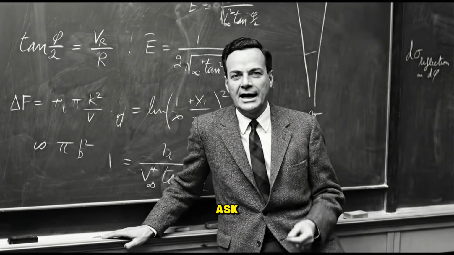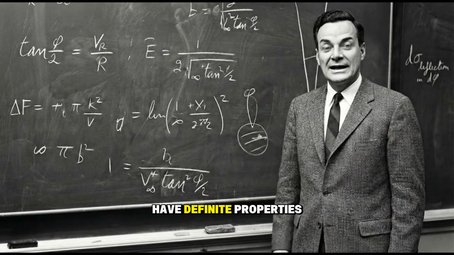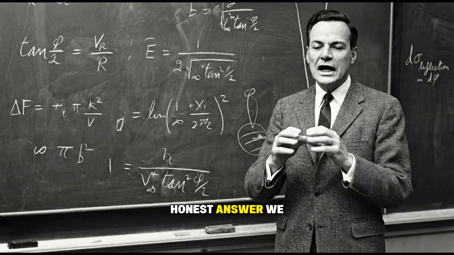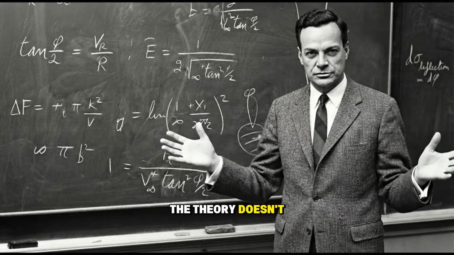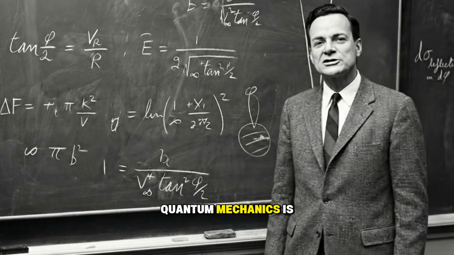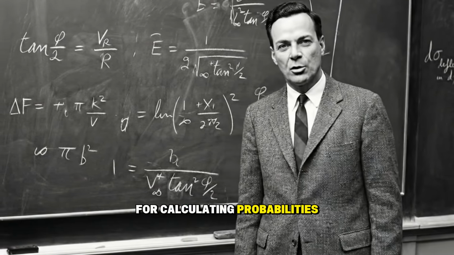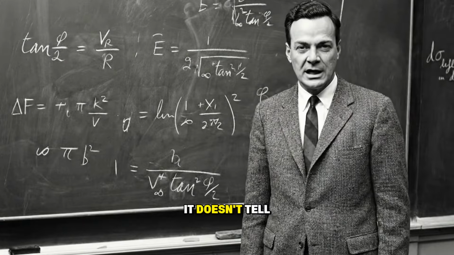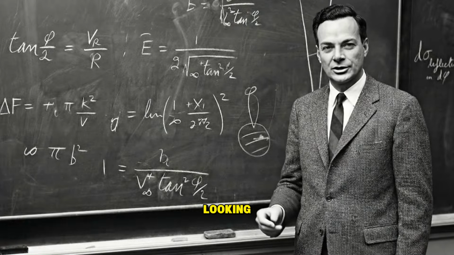Now, you might ask, if particles don't have definite properties until we measure them, what's really going on? Honest answer? We don't know. The theory doesn't tell us. Quantum mechanics is a set of rules for calculating probabilities. It tells you what you'll observe when you do an experiment. It doesn't tell you what's happening when you're not looking.